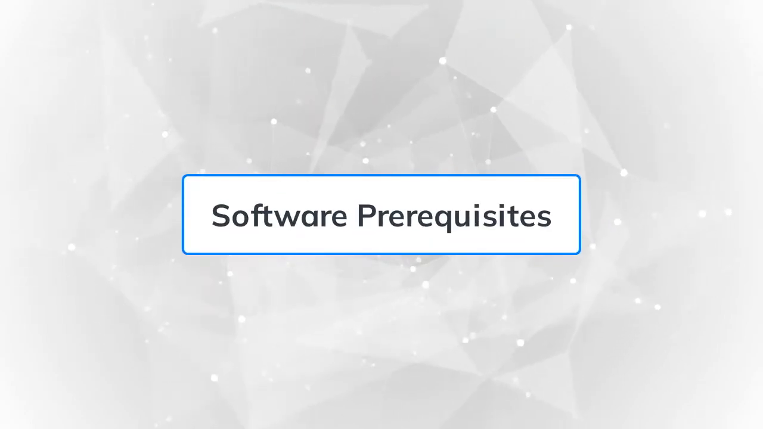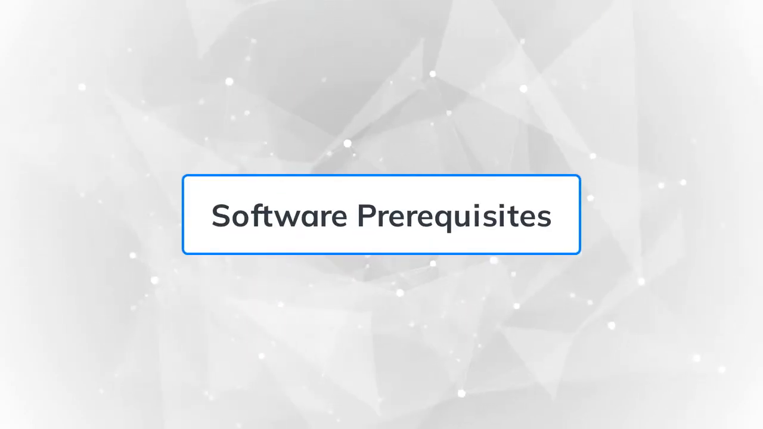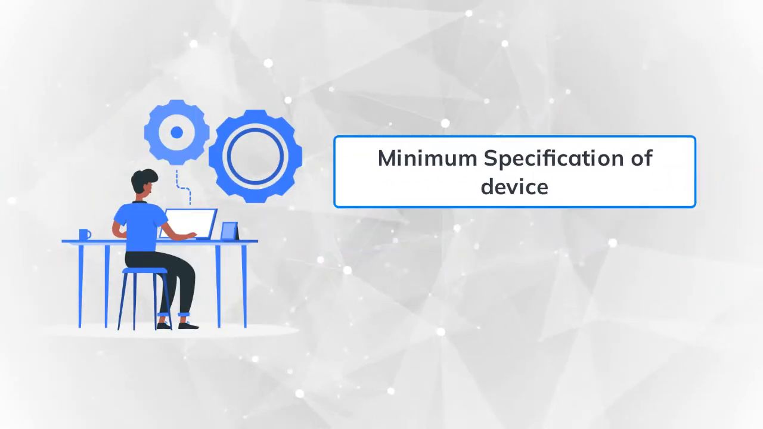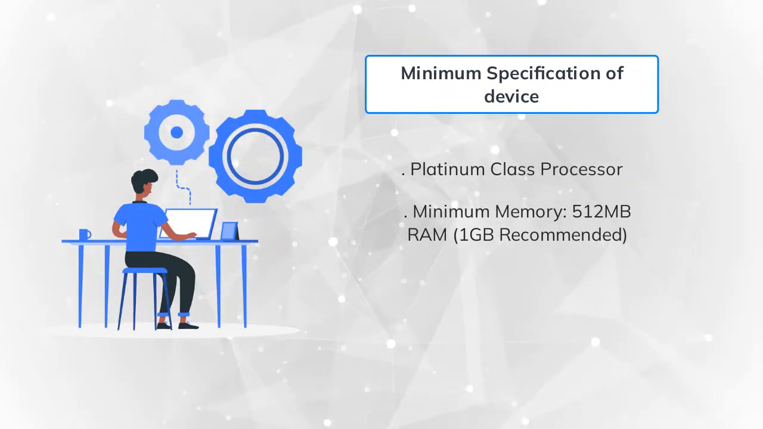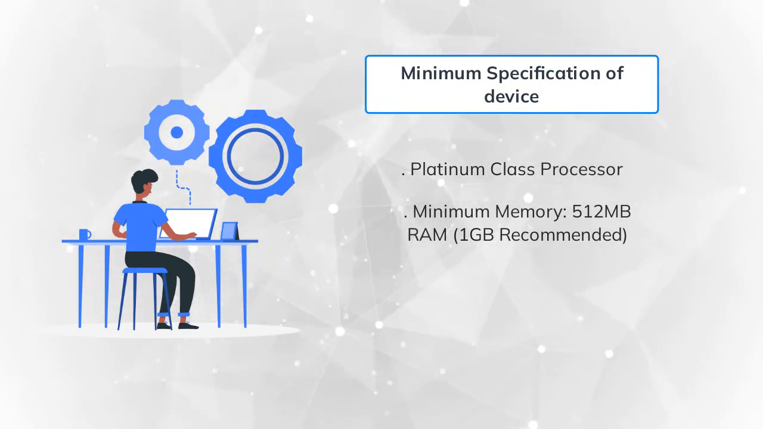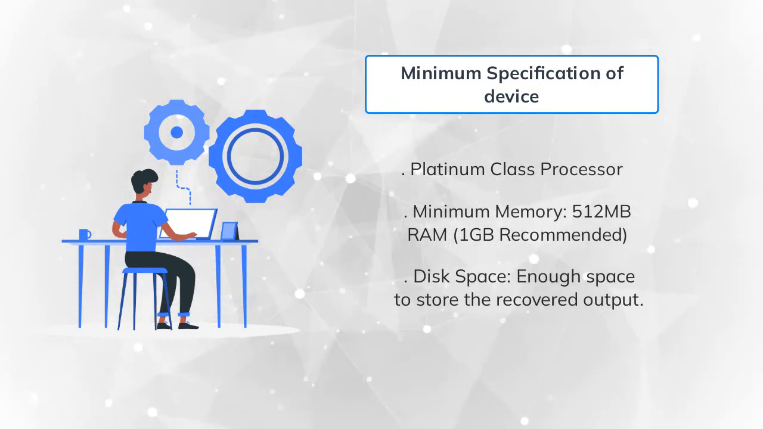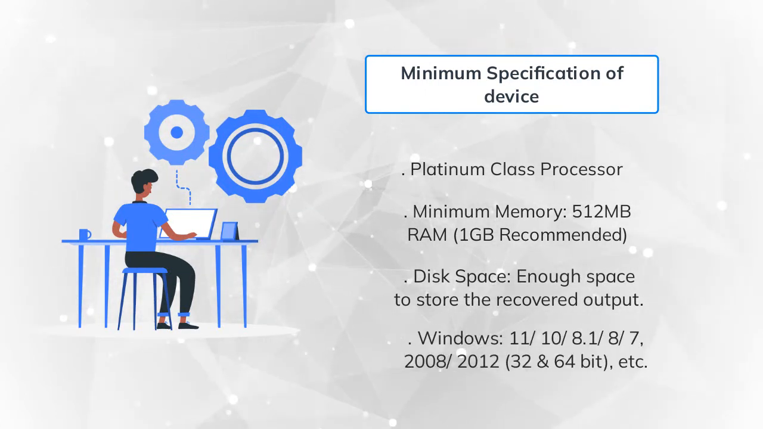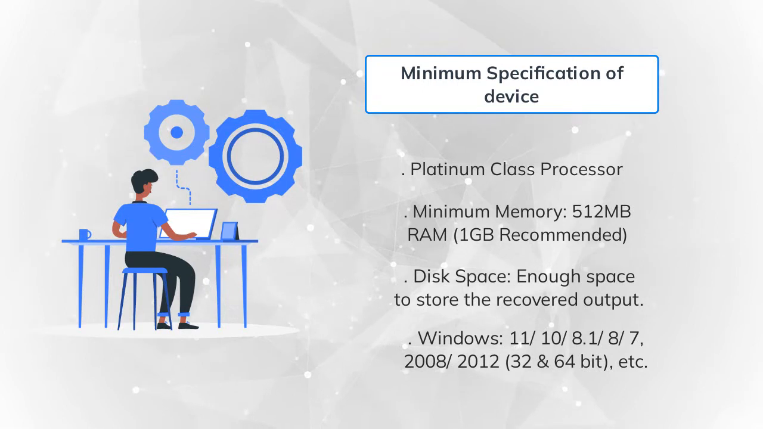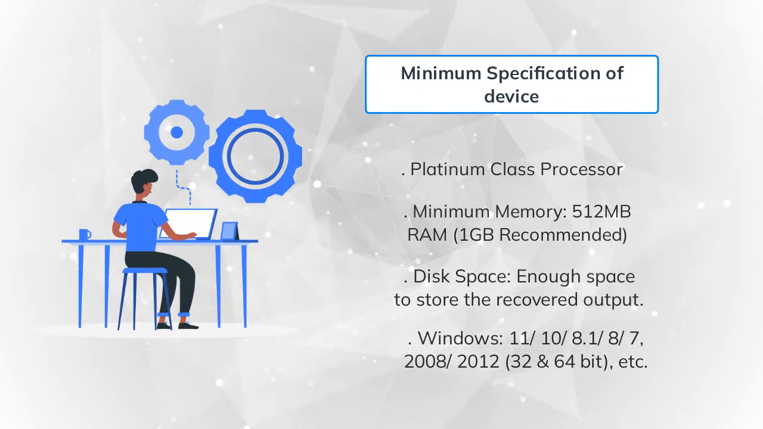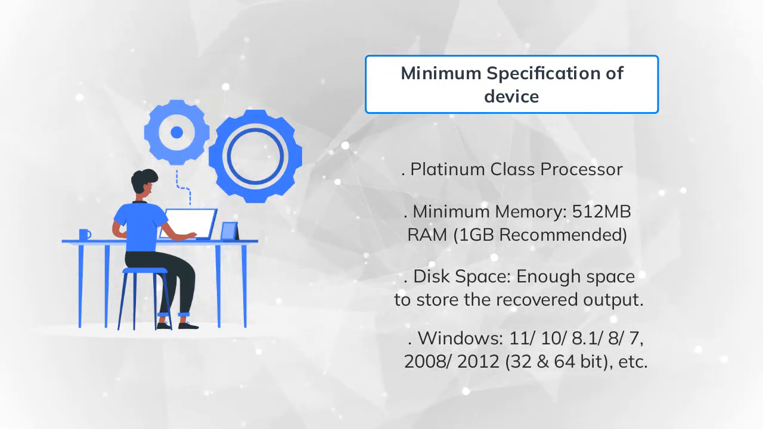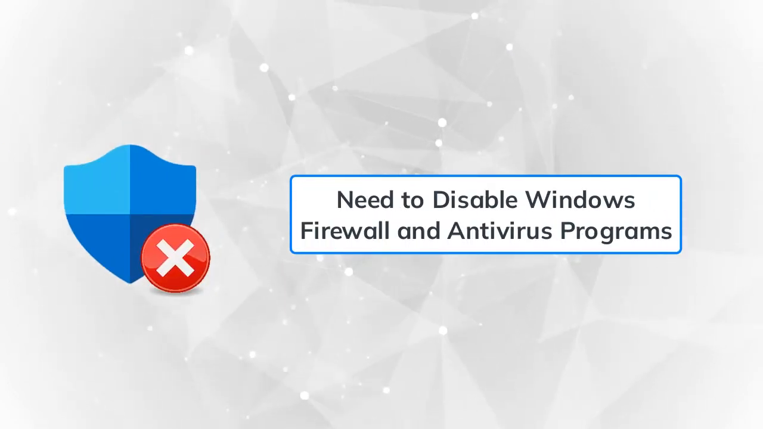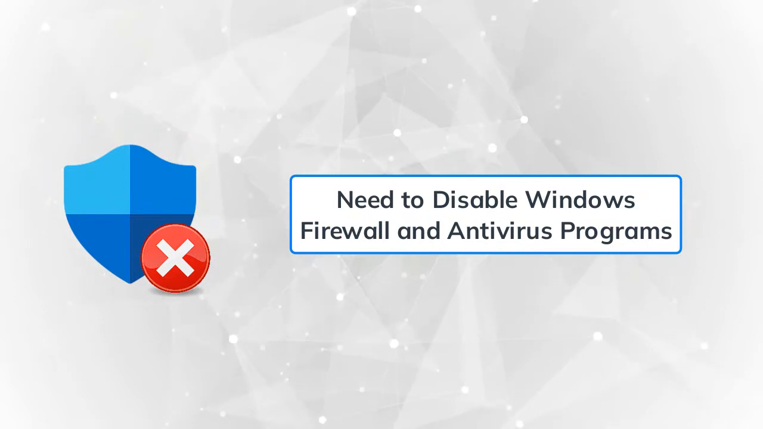Before you use the application, you need to meet its necessary requirements. Need to run the application as an administrator. Platinum class processor. Minimum memory, 512 MB RAM, 1 GB recommended. Disk space, enough space to store the recovered output. Windows 11/10/8.1/8/7, 2008/2012, 32 and 64-bit, etc. Turn off Windows firewall and antivirus programs as they restrict the tool processes.